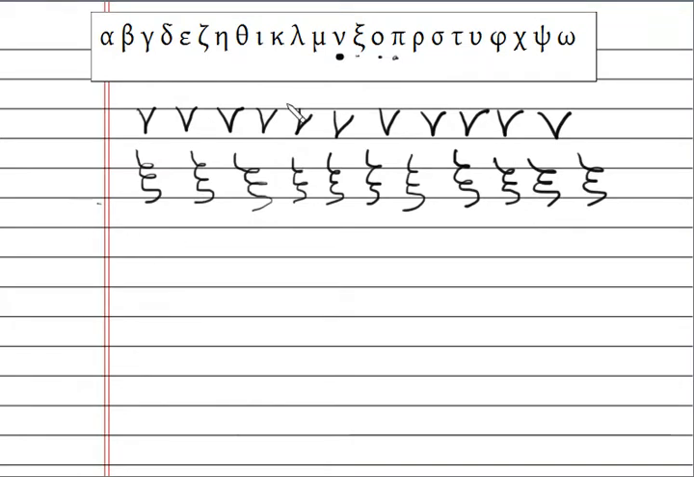And then our next letter just looks like our letter O. In fact, it really is the equivalent of our letter O. But it's a micron, so it's literally spelled omicron. If you hear the word micro, micron, for small, this is the short O.